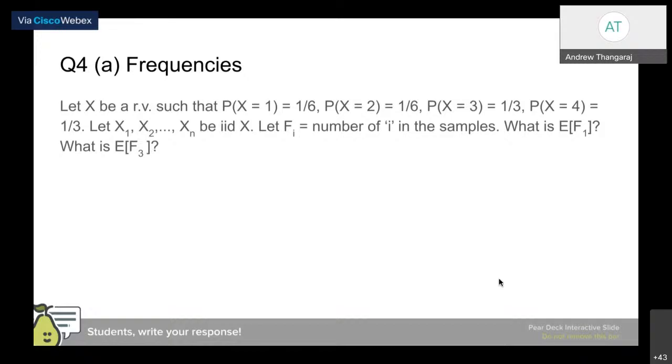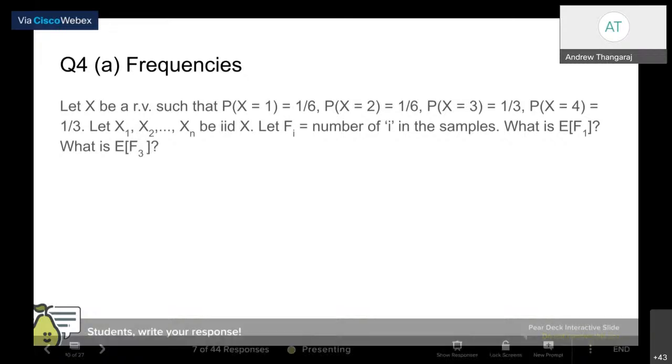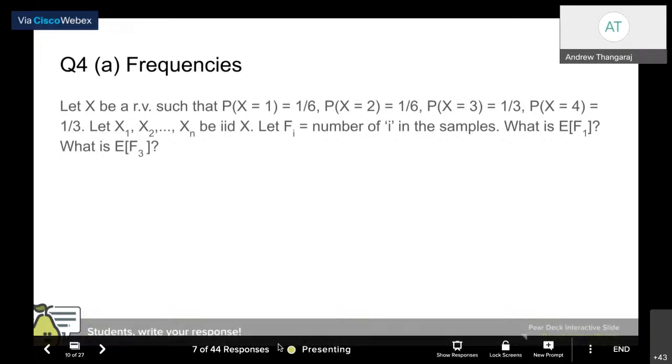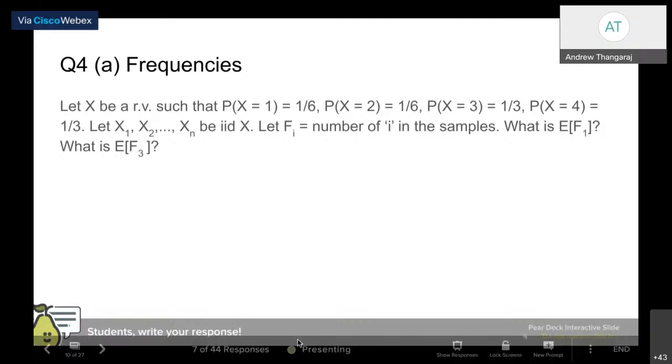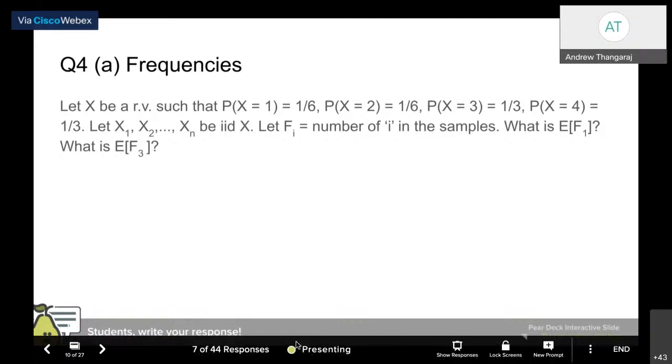Yes, you will have a formula sheet. You don't need to remember formulae. Okay, so about 7 responses. It's a relatively easy question, but anyway, I think this is the first time seeing these word frequencies. Maybe it's a little bit distracting, but don't worry about that.